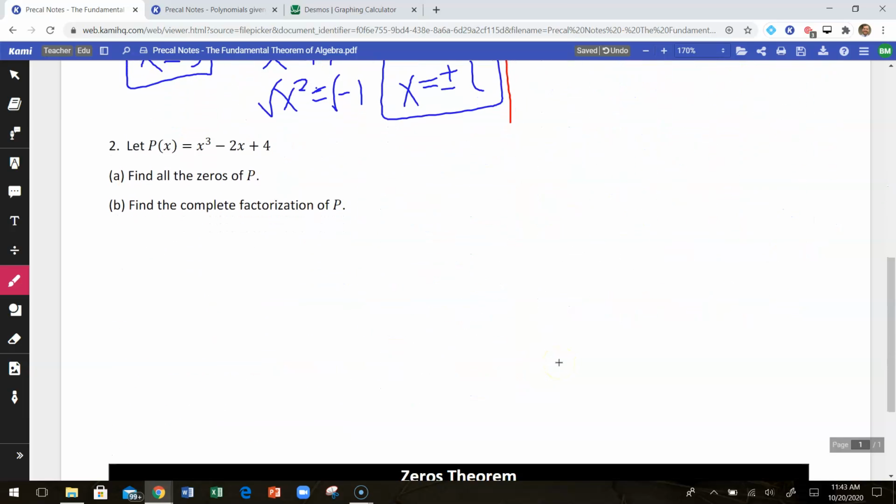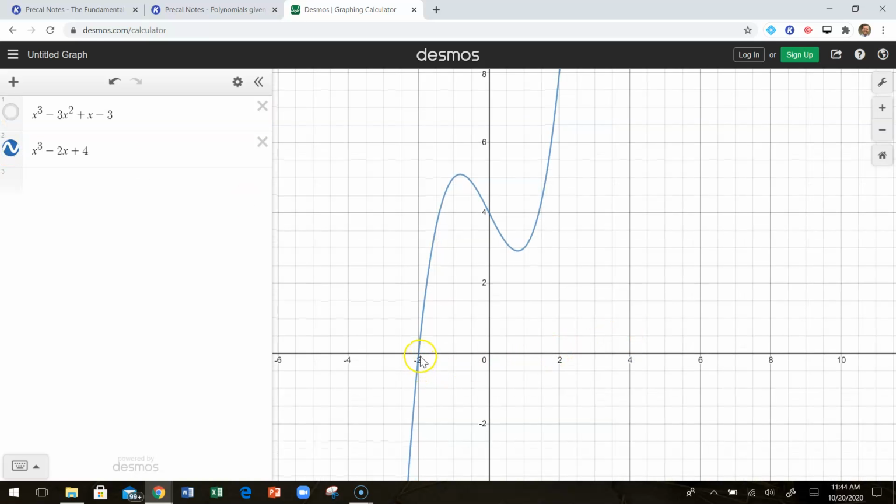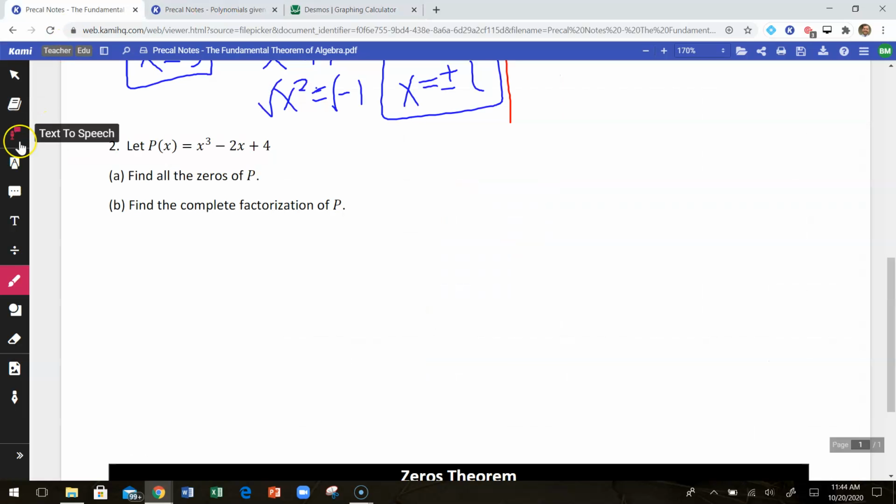Number 2, same directions here, x cubed minus 2x plus 4. Unfortunately, I don't know a great way to factor this, so I'm going to go with my option 2. I'm just going to graph it and look for an x-intercept and do synthetic division. So if I graph this function, I see that it crosses through the x-axis at negative 2. So I'm going to do synthetic division with negative 2. If I do that, I make sure I don't forget my 0 here. So 1, 0, negative 2, and 4.